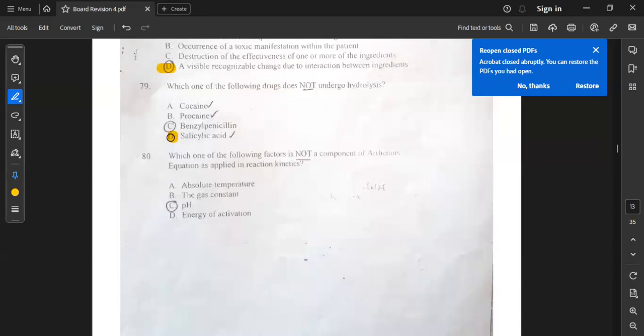Anyone else with anything to add on anesthesia as a whole, local, general, pre-anesthetic medications? Anything in the line of anesthesia?